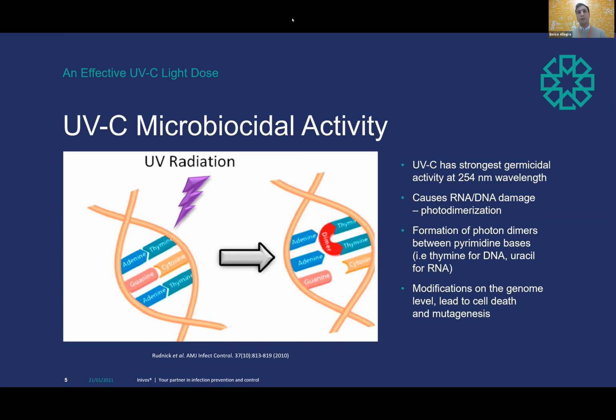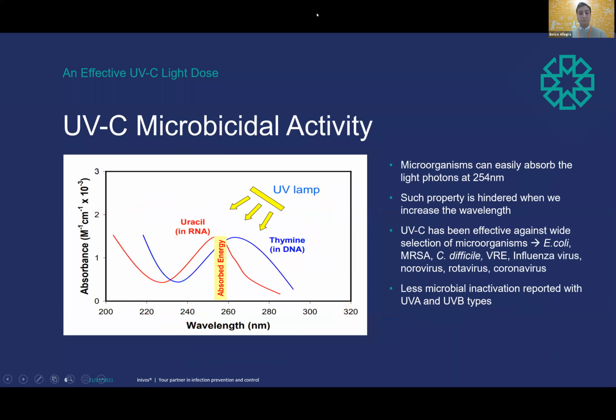These DNA damages are due to the inability of these bacteria to replicate and to perform the RNA transcription. This will eventually lead to cell death and other mutagenesis, and that's how efficacy is achieved. It's been shown in many studies and literature reviews that the 254 nanometers wavelength seems to have the strongest germicidal activity. If we move on to the next slide, this is further explained.